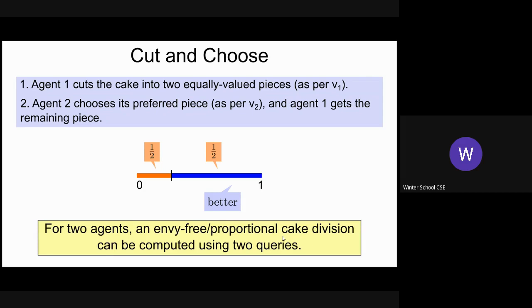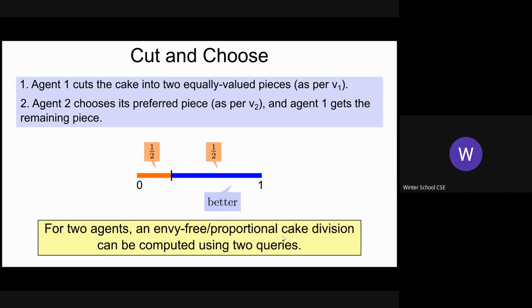Can there be a third definition where the requirement is that v_i of A_i is the same across agents? Yeah, good. I think what you are hinting at is a different fairness notion. It's called equitability, and the condition is precisely what you're saying.